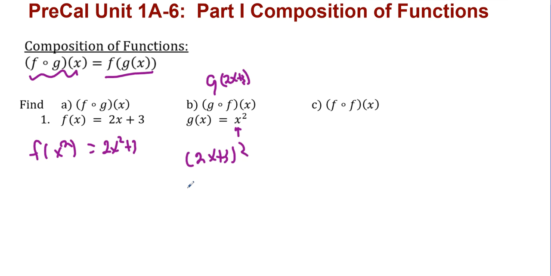That's just going to be 4x squared. And if I don't say you have to simplify, it's good practice too. And then 3 times 2 is 6, double that, that's going to be 12. This is a perfect square trinomial. And of course, plus 9.